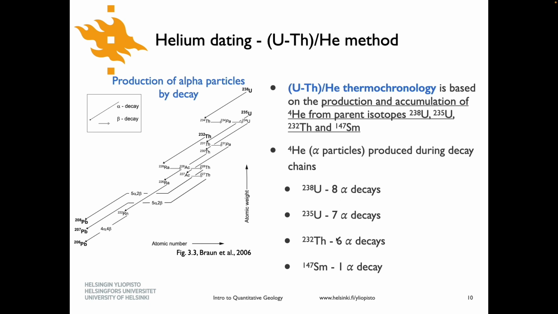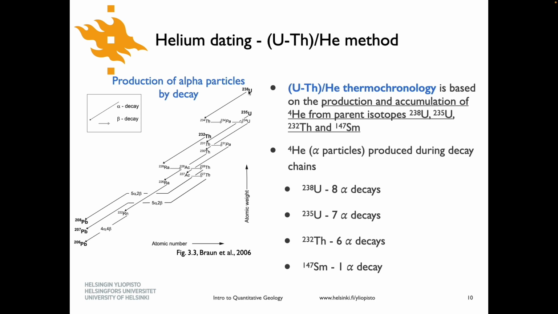And they do so in the following abundance. So from uranium-238, you get 8 alpha decays. For uranium-235, 7. 6 from thorium-232. And you can see, of course, samarium, in addition to being a relatively minor component, also only produces 1 alpha decay in its chain.